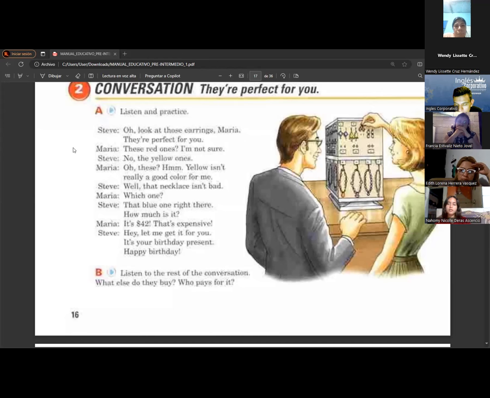Okay, sorry. These red ones, I'm not sure. No, the yellow ones. Oh, these? Yellow isn't a really good color for me. Well, the necklace is bad. Which one? The blue one right there. How much is it? Is it 42? That's expensive.